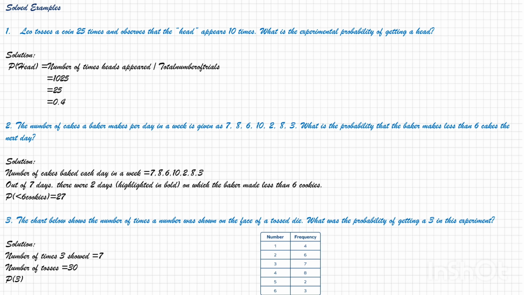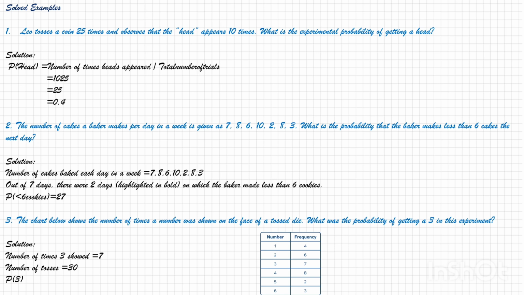Solved examples. Leo tosses a coin 25 times and observes that the head appears 10 times. What is the experimental probability of getting a head? Solution. Number of times head appeared by total number of trials is equal to 10/25, which is equal to 2/5 or 0.4.